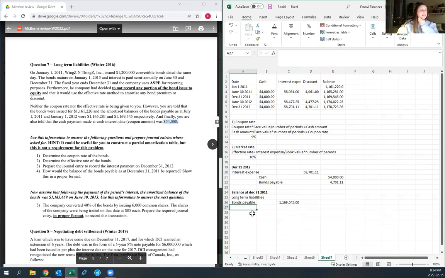We're not recording any interest payable or anything like that because they're paid on December 31st, so you shouldn't have any payable for January 1st, 2012.